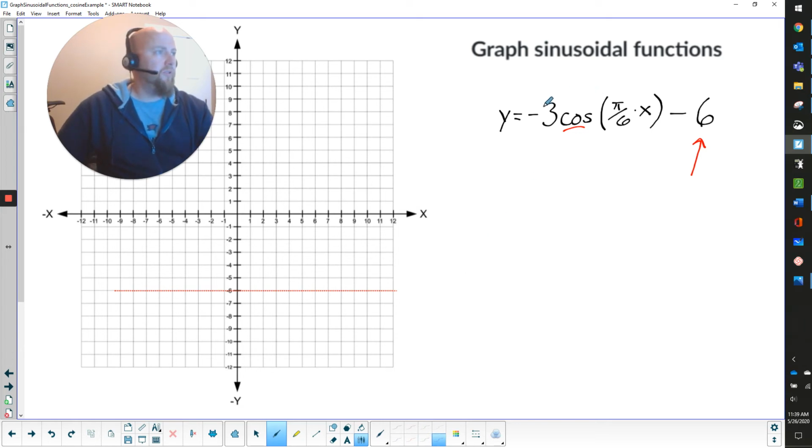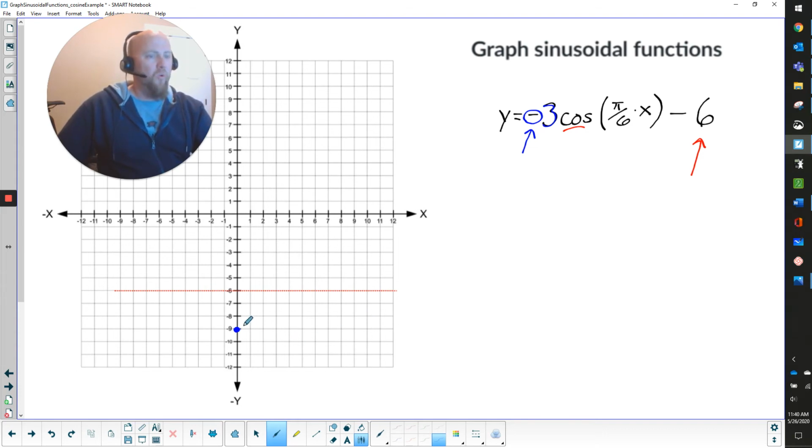Go blue. Amplitude 3. So rather than 1 above the midline, which is typical for cosine, we've got amplitude 3. So cosine goes 3 above, oscillates down to 3 below, and so on and so forth. Because of the negative, we're going to start 3 below. If you start above the midline, you're going to oscillate down. If you start below the midline, you're going to oscillate up. It's always going around that midline.